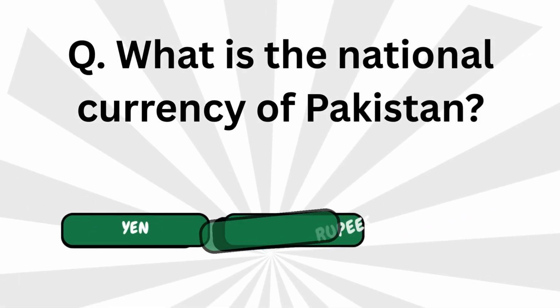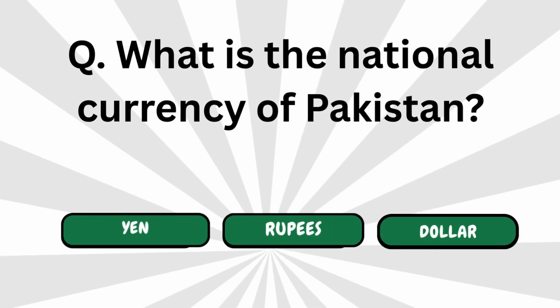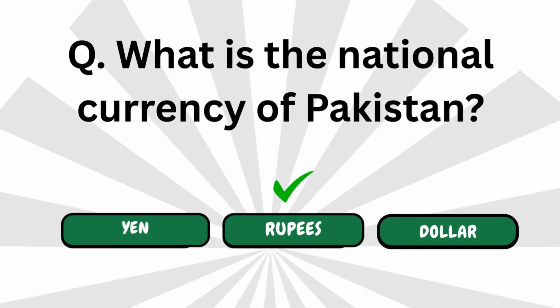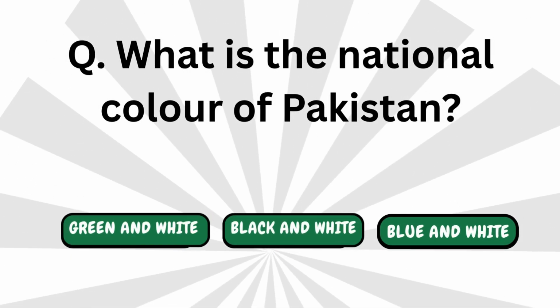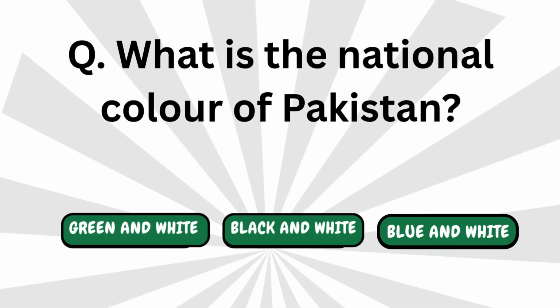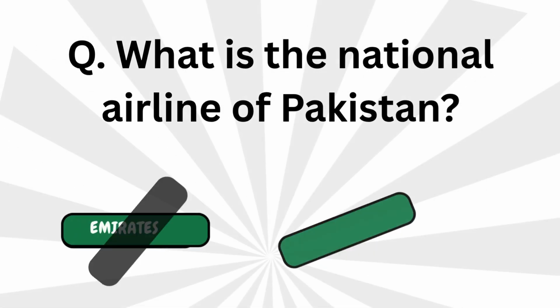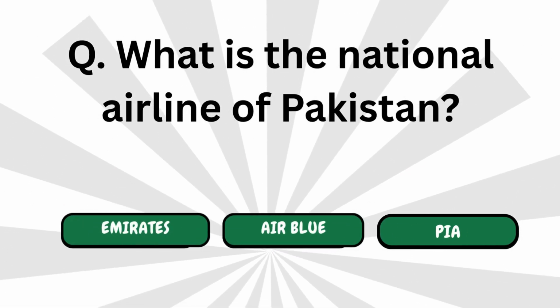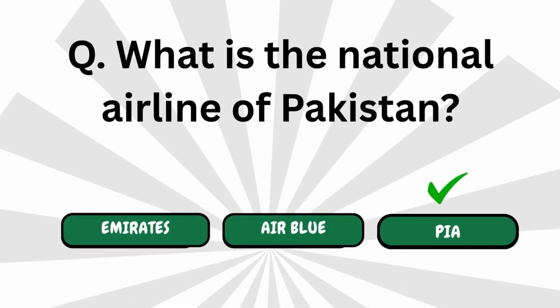What is the national currency of Pakistan? Rupees. What is the national color of Pakistan? Green and white. What is the national airline of Pakistan? PIA.